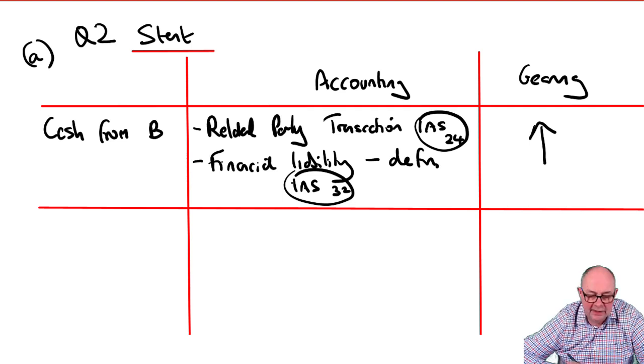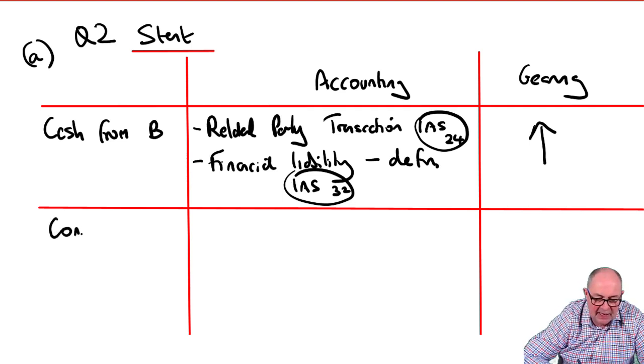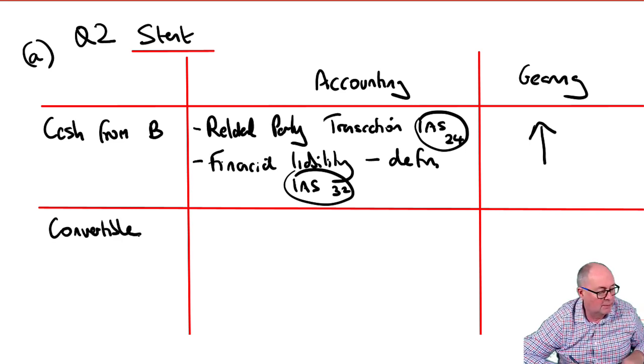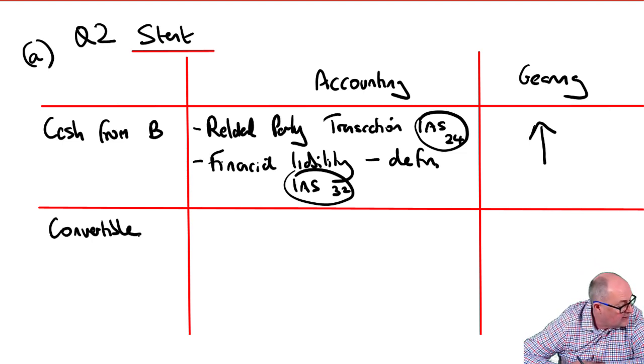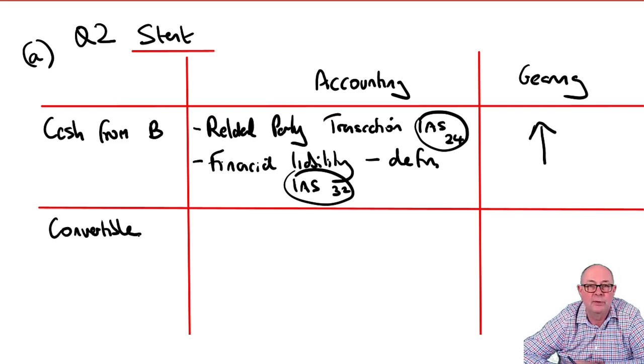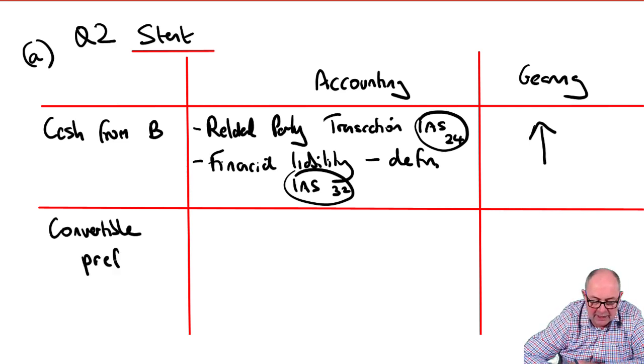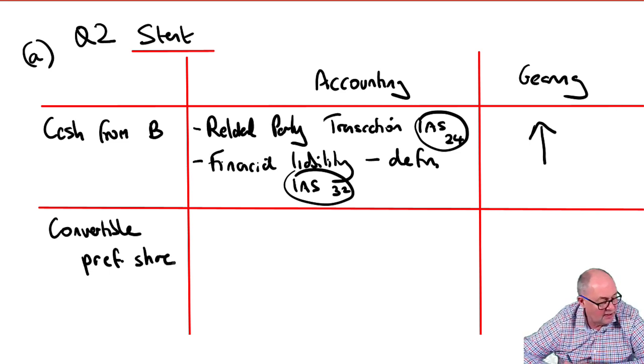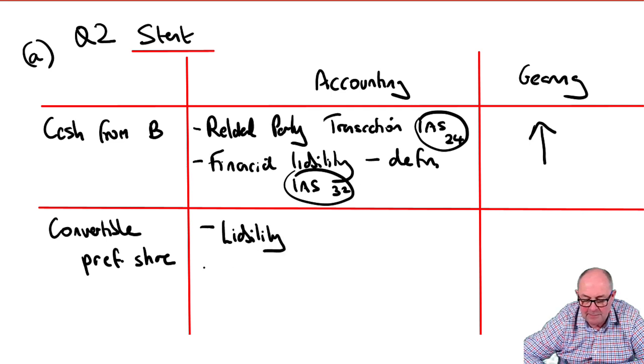The second scenario, once you've read it several times, you understand that it's like a convertible loan. It's a convertible preference share. It doesn't matter, it's exactly the same as a convertible loan. A convertible preference share is where we have to use split accounting. So this means it's partly liability and partly equity.